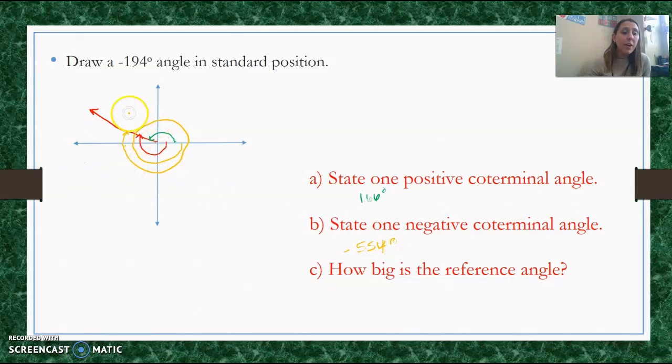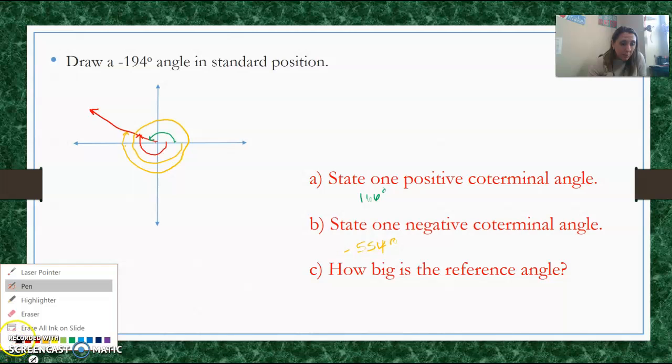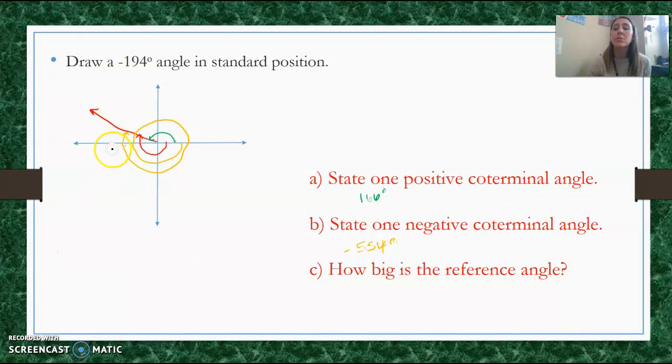And then my reference angle, which I'll do in black. Reference angles are always acute. They're always from the x-axis, and they're always positive. So from here to here, which we were using to help us do the rest of these angles, that was 14 degrees. So my reference angle is 14 degrees. Okay, so that is all of that.